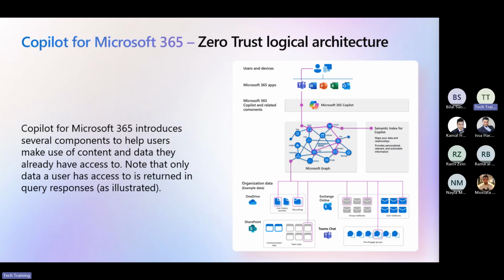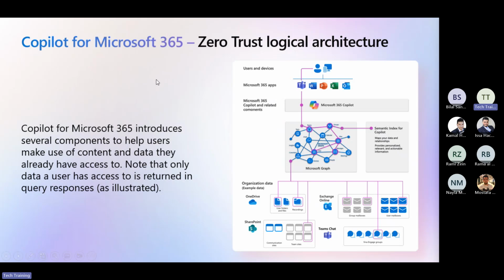Copilot for Microsoft introduces several components to help users make use of content and data they already have access to, but it gives you the information or the details in an easier way. You can just talk to the system, even using a microphone or using text, and you will have the reply as text. You might just go and ask it to generate, translate, summarize, create. You can do a lot of things by using Copilot 365.